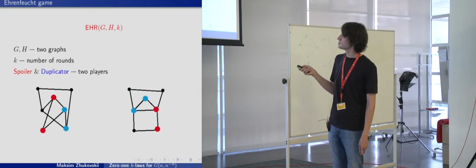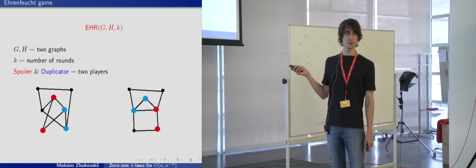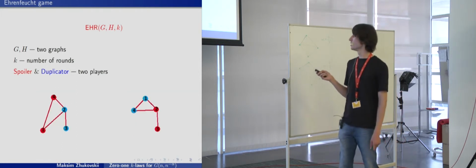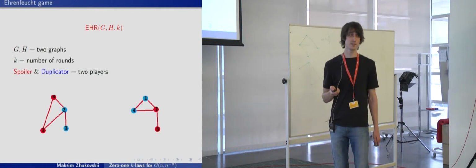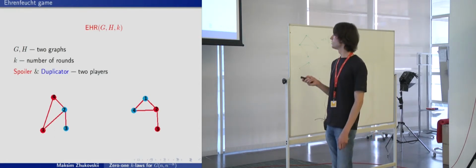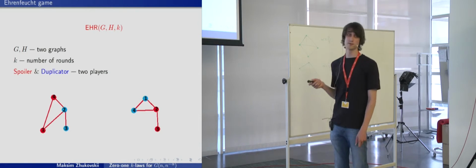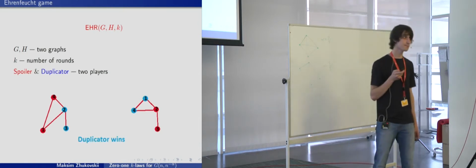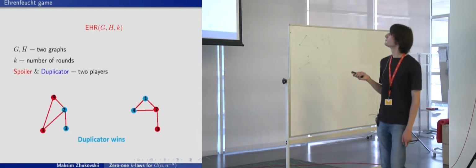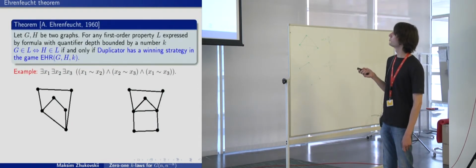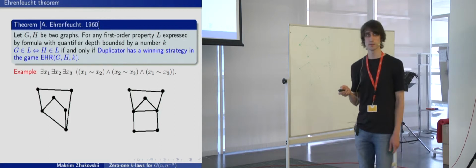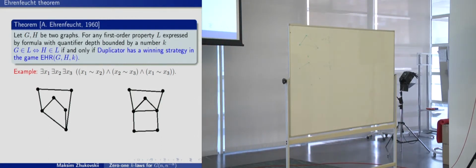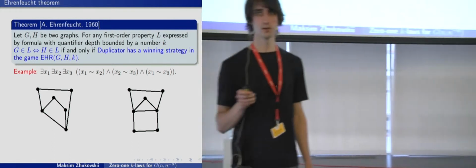After the 4 rounds, in this graph we have 4 chosen vertices, and in this graph too we have 4 chosen vertices. And duplicator wins if and only if these subgraphs are isomorphic. So in this situation, duplicator wins. Okay, and it was proved in 1960. It was proved for any finite structures, but I will tell only about graphs.